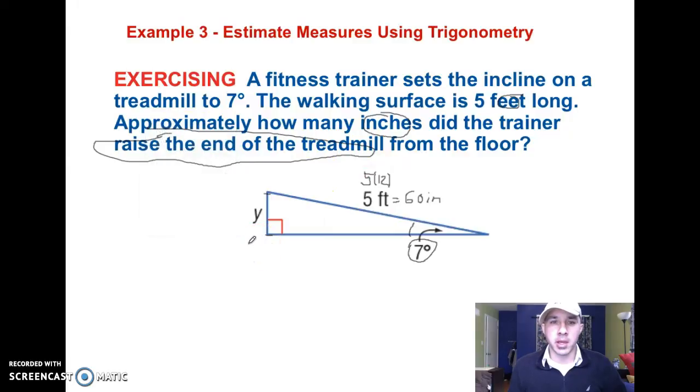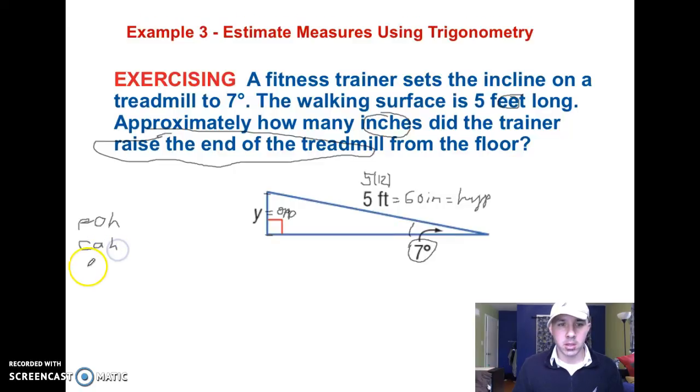All right, now we want to use the trig ratios to figure out what the height of that treadmill is. This is going to be my opposite side, and this is going to be our hypotenuse. Now, using the definitions for trig ratios, we got sine, which is opposite over hypotenuse. You have cosine, which is adjacent over hypotenuse, and you got tangent, which is opposite over adjacent. I call this SOHCAHTOA. Now, what's given for us is the opposite and the hypotenuse.